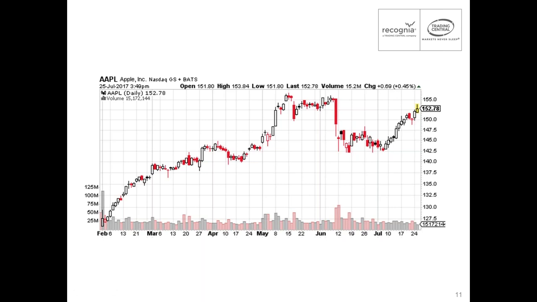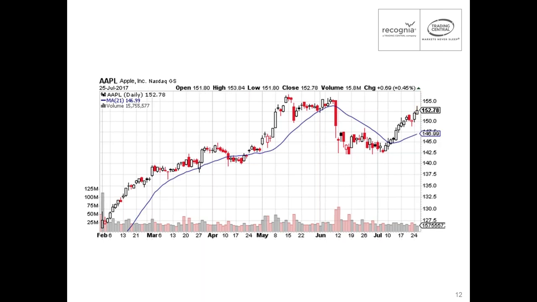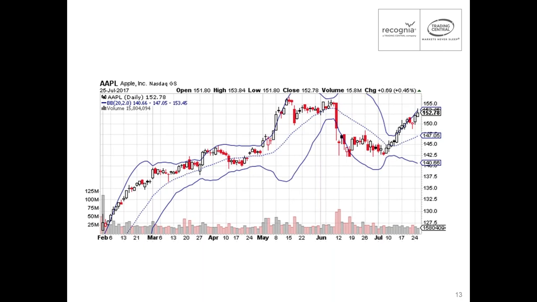Let's take a look at what kind of technical studies might help us in looking at the price of Apple. So let's start with maybe a simple moving average. Here's the 21-day simple moving average. Well, price of Apple is above the 21-day simple moving average, so that's certainly a bullish sign in the short term.